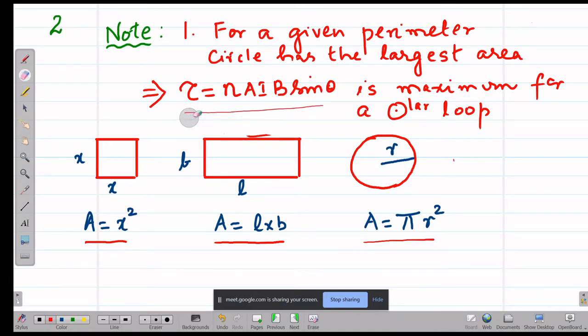This is one important observation that I need to make, and this is important when you solve problems in 2-mark questions and 1-mark questions. You can get this question that for a given perimeter, which shape will have the maximum area? Circle will have the maximum area, and therefore the torque on a circular loop will be maximum compared to other coils having the same perimeter carrying the same current.